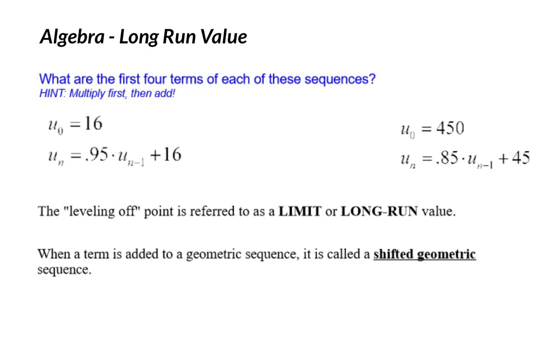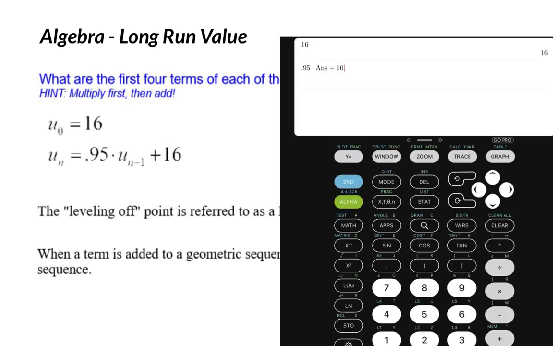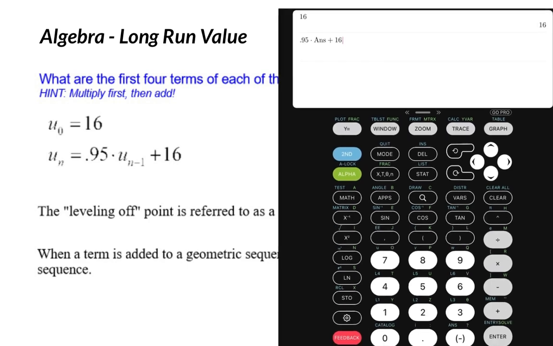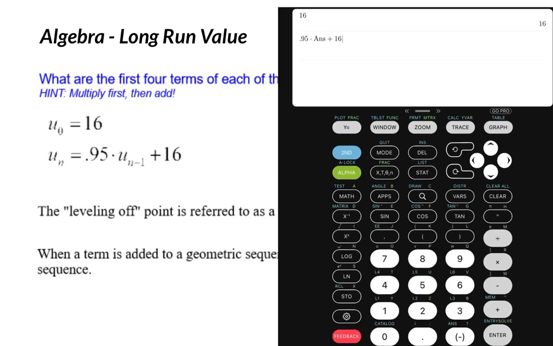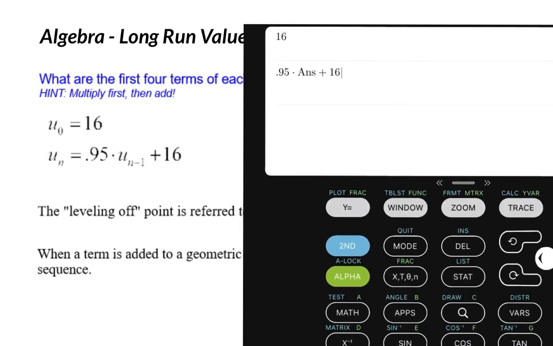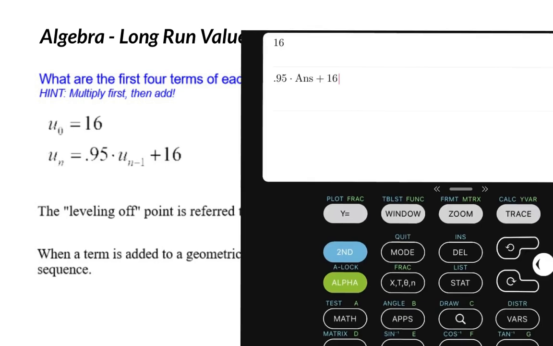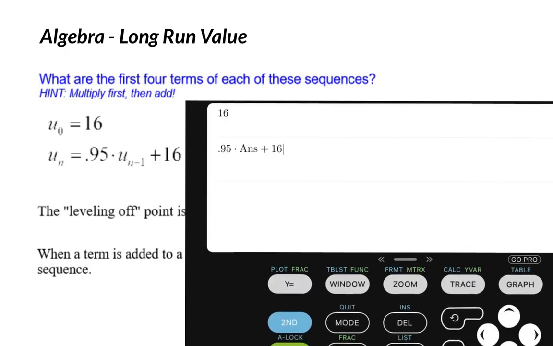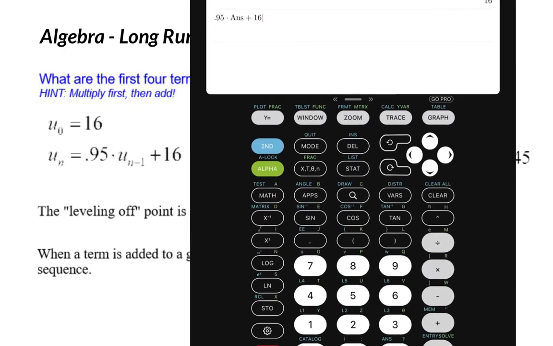Well, let's see what happens when I do that. All right, so what I've done here on my calculator is I have put in 16, and then you can see I did 0.95 times 16 plus 16, exactly matching my recursive equation here. I'm going to hit play on this, and I want you to just watch what happens as I begin to hit enter. I'm just going to keep cycling through.